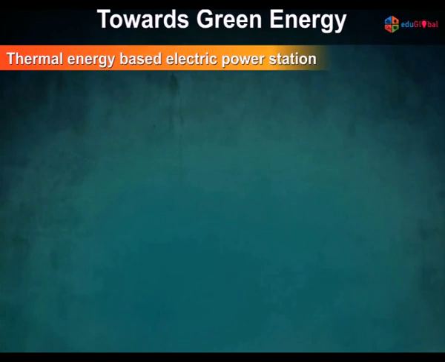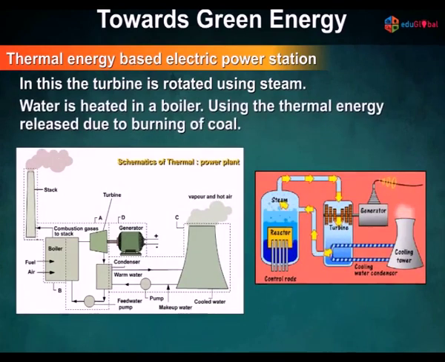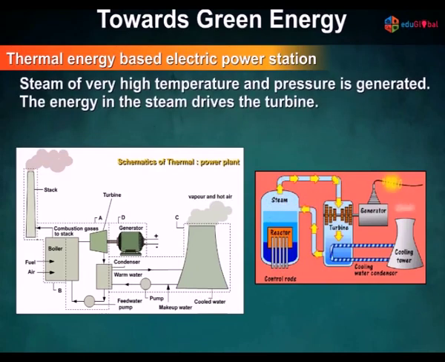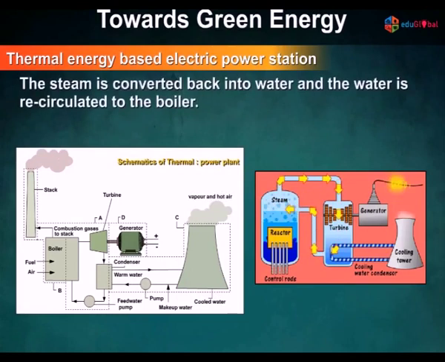Thermal energy based electric power station. In this, the turbine is rotated using steam. Water is heated in a boiler using the thermal energy released due to burning of coal. Steam of very high temperature and pressure is generated. The energy in the steam drives the turbine. Thus, the generator connected to the turbine rotates and electrical energy is produced. The steam is converted back into water and the water is recirculated to the boiler.